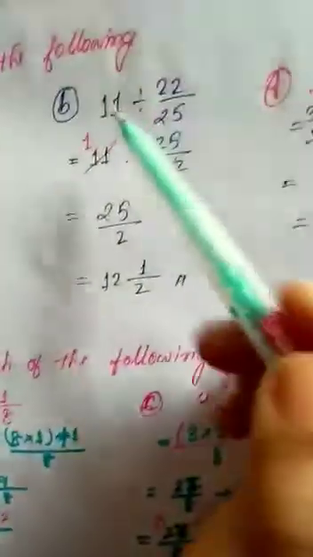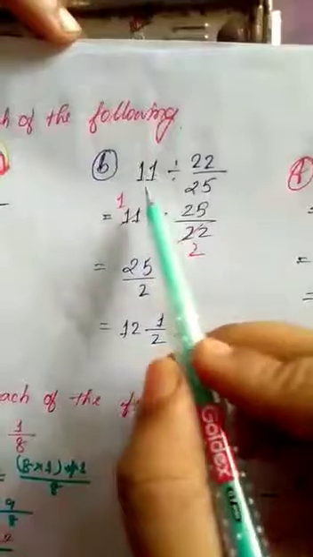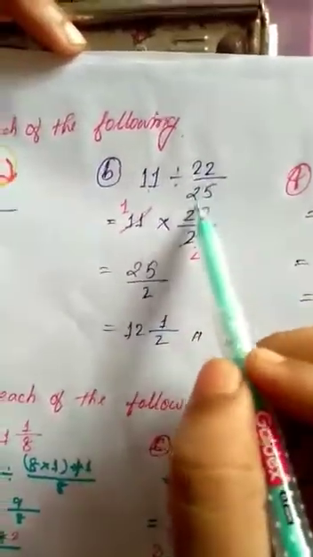Alright, now let's do the B number 1. 11 divided by 22 by 25.